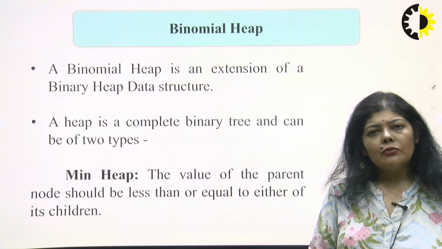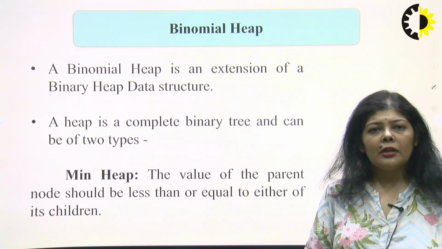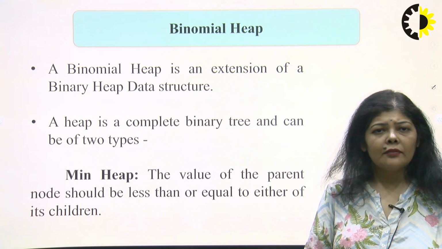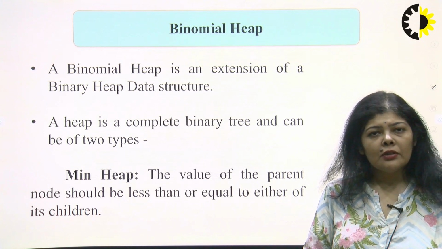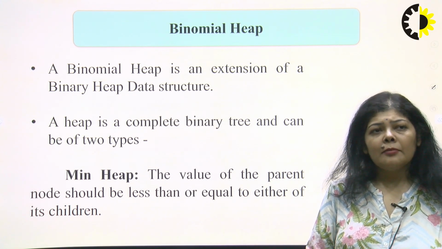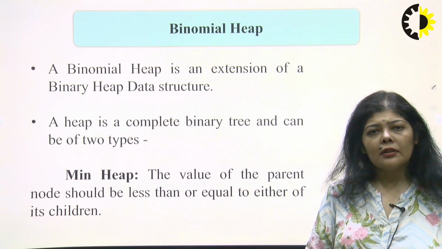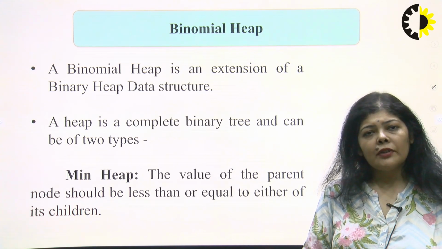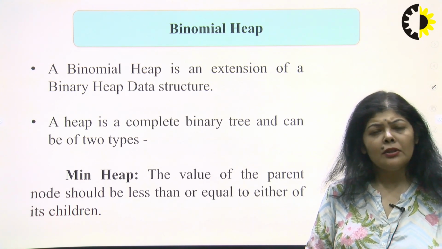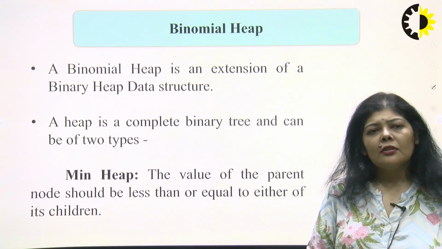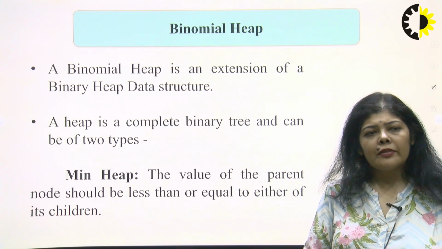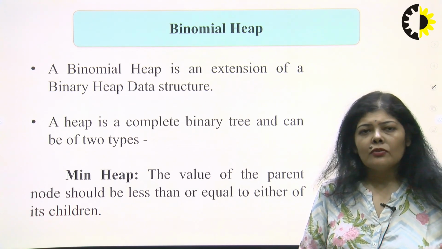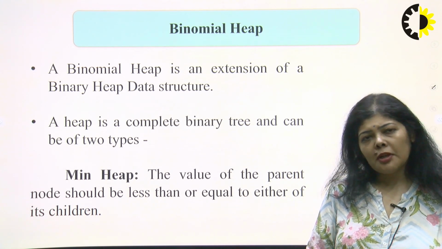So first of all, we need to know what the binomial heap data structure is, and since we already have discussed the heap data structure, we know that there are two types of heap data structures that we can create. One version is called the minimum heap data structure. In the min heap data structure, the value of the parent node should always be less than or equal to the children of this node. So that is one of the important properties of the minimum heap.